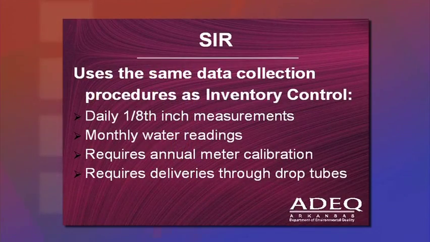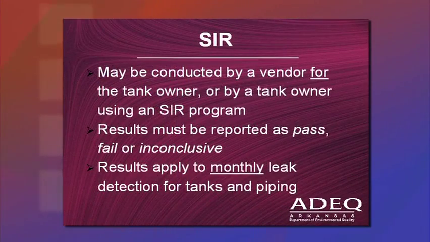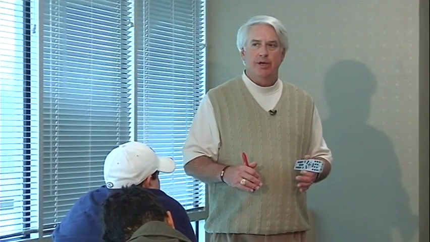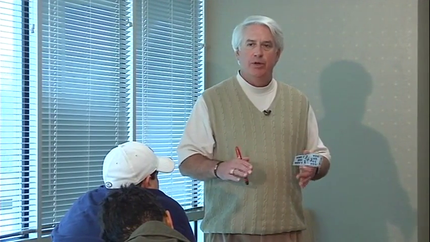So it requires annual meter calibration at least, and then it requires deliveries through those drop tubes, and remember, 4 inches from the bottom of the tank for SIR. So, like I said, SIR can be conducted by a vendor for the tank owner, or you can buy an SIR program and then put in the raw data yourself. It's basically inventory control that turns into the raw data that goes into a computer program that does your monthly release detection.